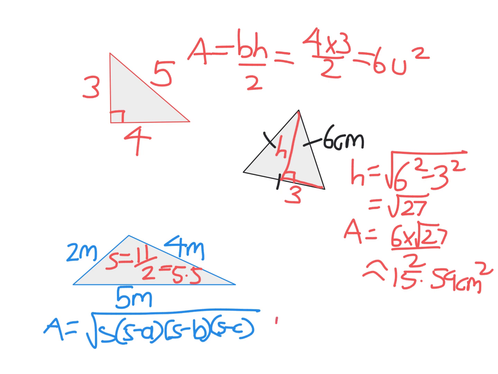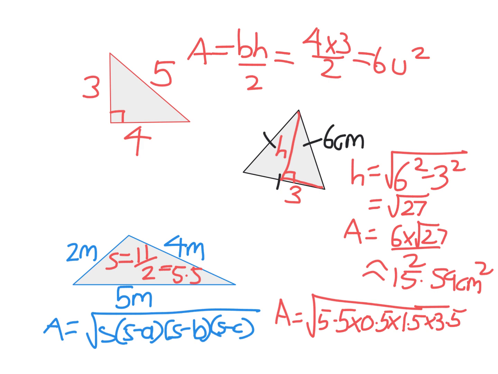So the actual area of this triangle will be the square root of S times S minus A. It doesn't matter which you call A, which you call B, which you call C. So S minus A, 5.5 minus 5, times 5.5 minus 4, times 5.5 minus 2, and put that straight in your calculator. So we should get around about 3.8, because the units were in meters, it'll be in meters squared.